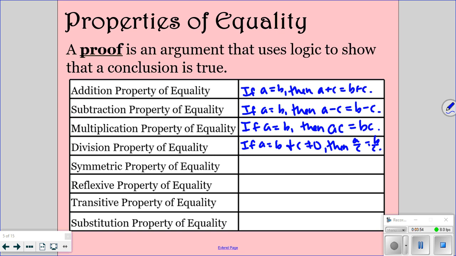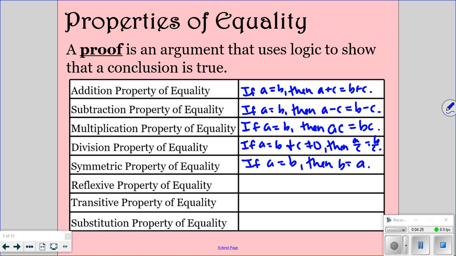So you've probably used those before without even knowing that they are properties of equality, but those are properties of equality. Now we're going to look at the symmetric property. It is if A equals B, then B equals A. So we looked at the reflexive, symmetric, and transitive properties of congruence back towards the very beginning of the year, and these are now properties of equality because we're dealing with equal signs instead of congruent signs.